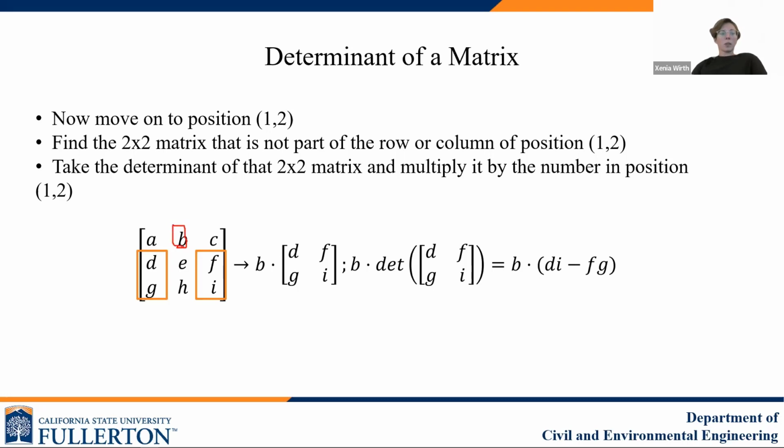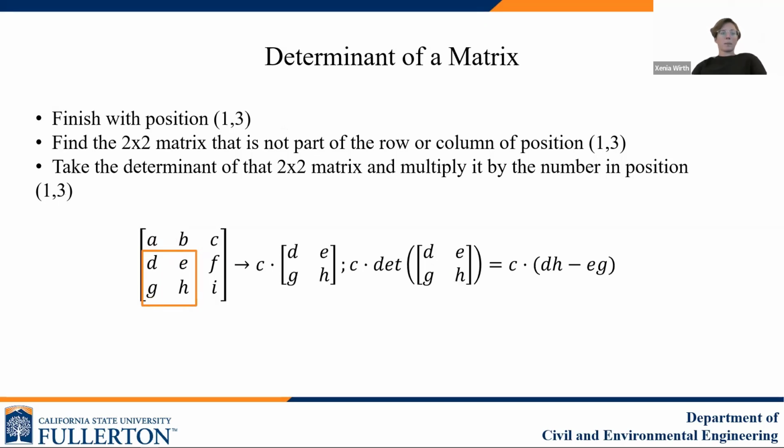I'm going to do the same thing where I'm going to draw a line through the column and the row that includes B. Once I do that, I only have 4 values left in my matrix that don't have a line through them, D, G, F, I. So I'm going to develop a 2 by 2 matrix with those values and take the determinant of that. So I have D times I minus F times G times B, and that is the second position of my determinant.